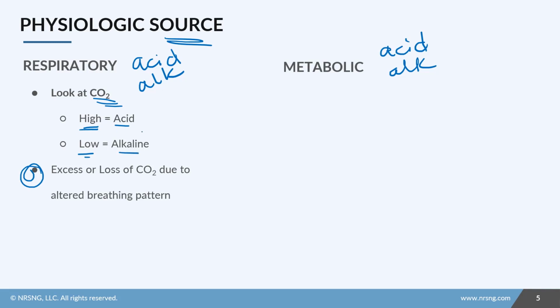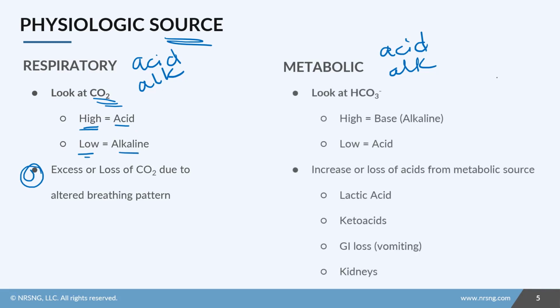Remember, CO2 equals acid. For the metabolic source, we're going to look at our bicarb. An excess bicarb indicates alkalosis. Remember, bicarb equals base. And a low bicarb indicates acidosis. The reason we might see a metabolic source is because of an increase in acids or a loss of acids from a metabolic source. We could also even see a loss of bases from a metabolic source. There's a lot of examples here. For example, lactic acidosis, ketoacidosis, or this loss of acids from vomiting and getting rid of all of our stomach acid, or even an issue with the kidneys not regulating bicarb like they should.